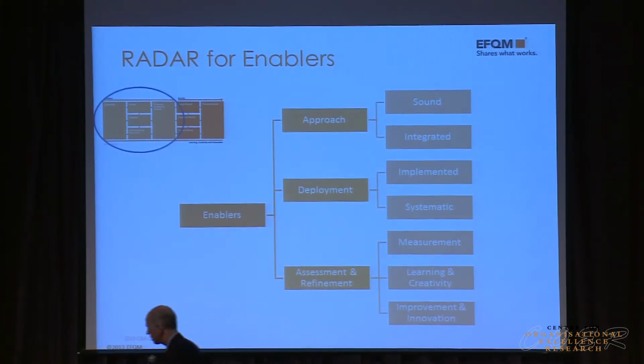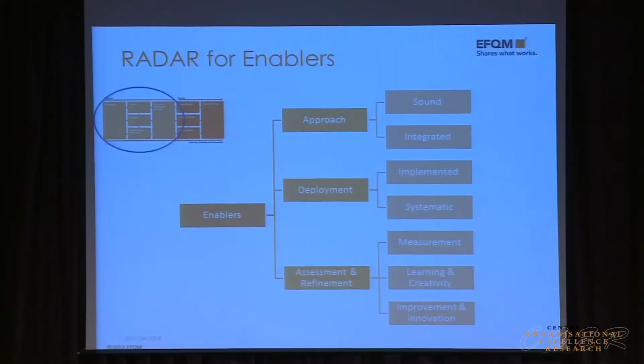defined. In other words, you remember one of the first slides I had before with this 9 criteria model, with enablers on one side and the results on the other. When we look at enablers to define how mature they are, we look at a number of things. We look at whether this approach is sound. In other words, is it aligned with strategy? You're training people to speak Chinese, but in the end, you have no plan to go to China. Okay.